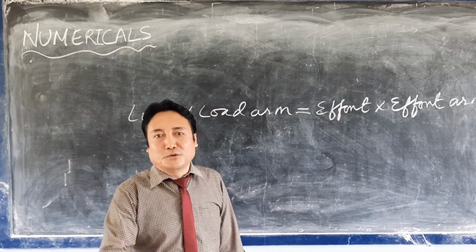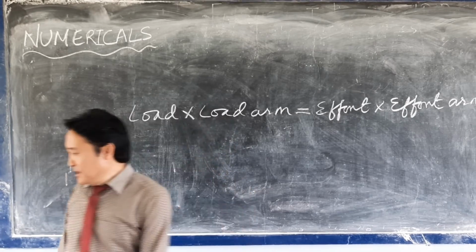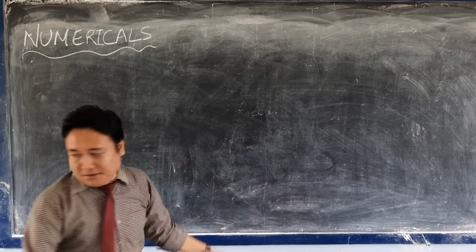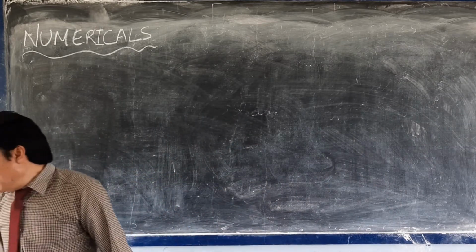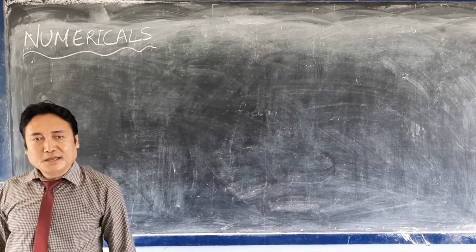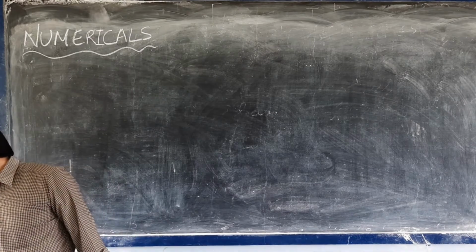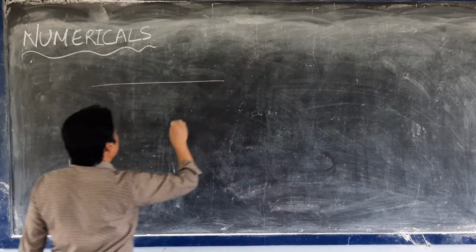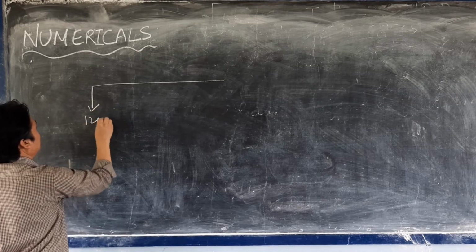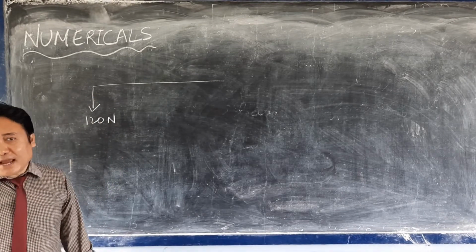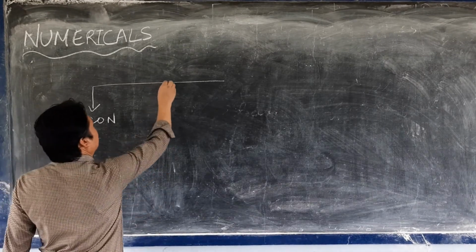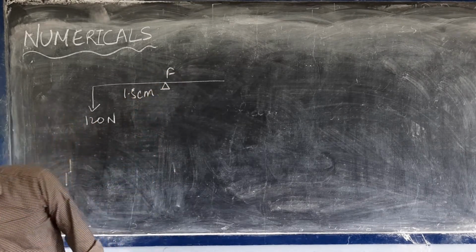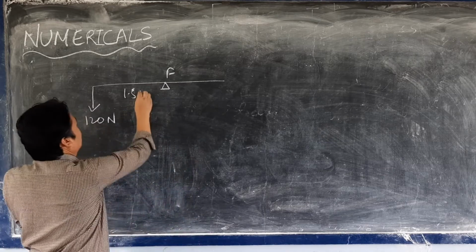I will show you a few numericals on how to solve them, which are based on simple machines. Now number one, the first question: a load of 120 Newton is kept at a distance of 1.5 meter from the fulcrum of a lever. So there is a lever here and the load is 120 Newton. This load is kept at a distance of 1.5 meter from the fulcrum. Suppose we consider this as the fulcrum here.